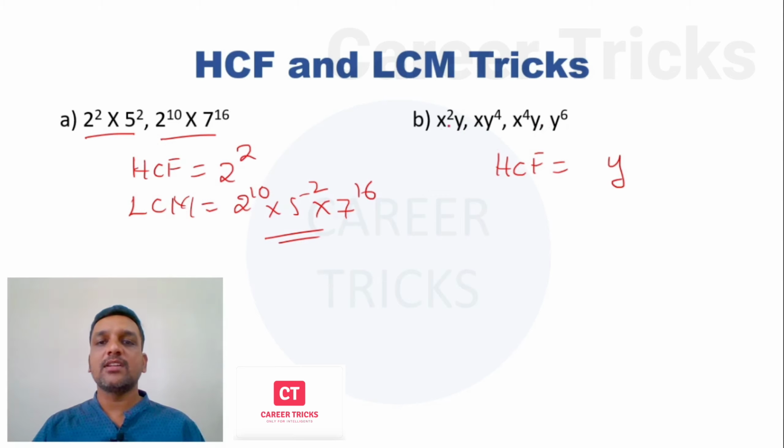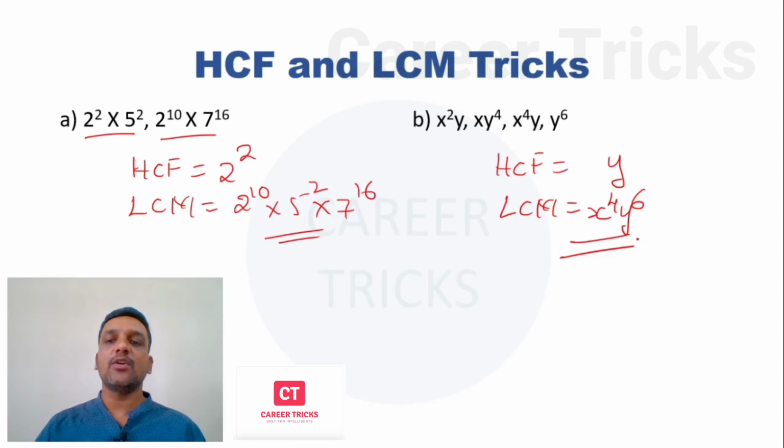Y is there in all the parameters. Y is there, so I will consider it as y. HCF is y. Then the LCM, I will consider as x to the power of x and y. The highest power of x is what? 4. The highest power of y is 6. This is the LCM of that. This is how we can easily write the LCM and HCF of these power numbers.